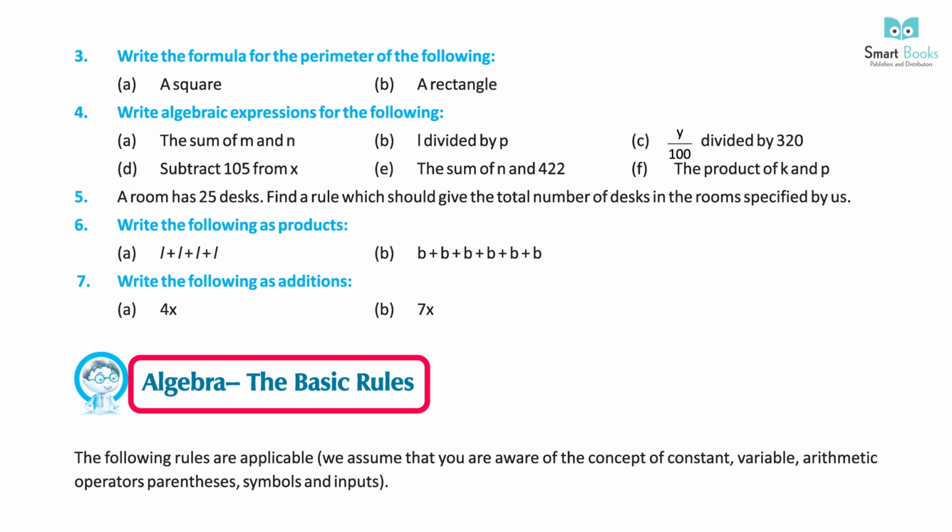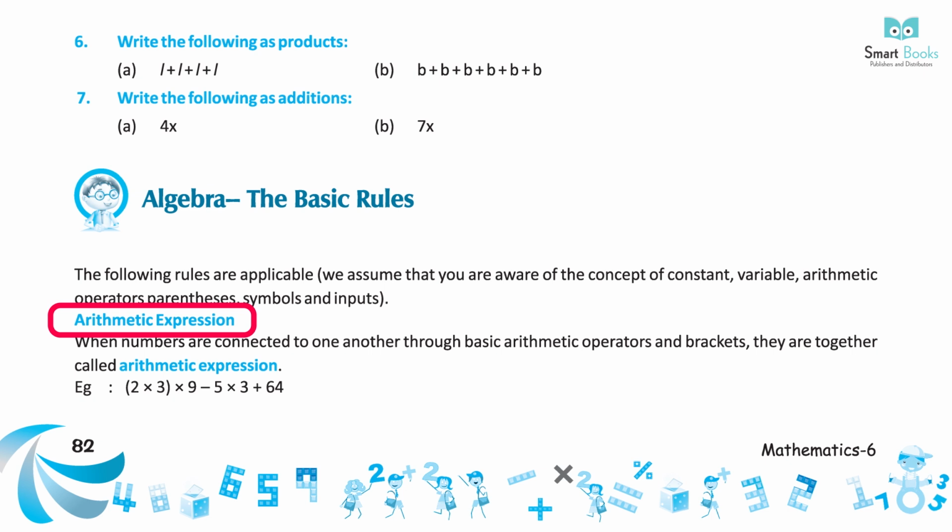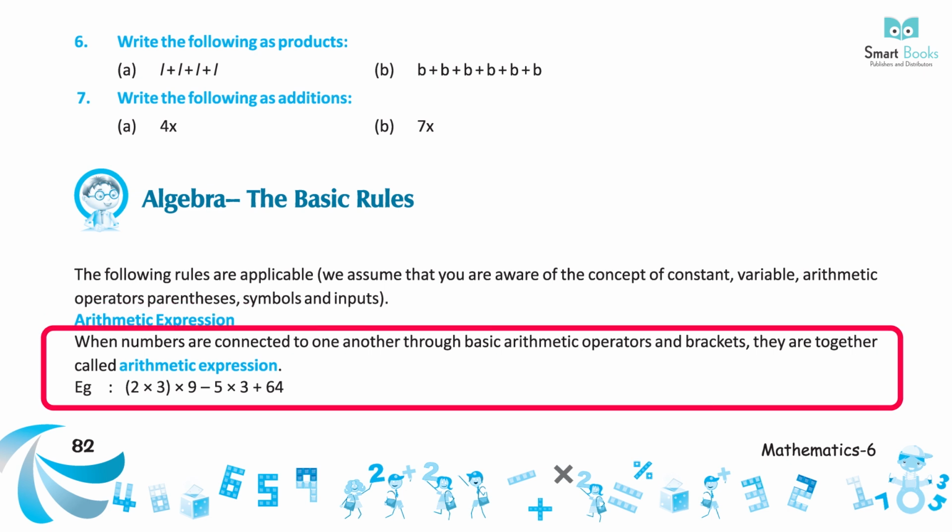Algebra: the basic rules. The following rules are applicable. We assume that you are aware of the concepts of constant, variable, arithmetic operators, parentheses, symbols, and inputs. Arithmetic expression: when numbers are connected to one another through basic arithmetic operators and brackets, they are together called arithmetic expressions. Example: 2 into 3 into 9 minus 5 into 3 plus 64.